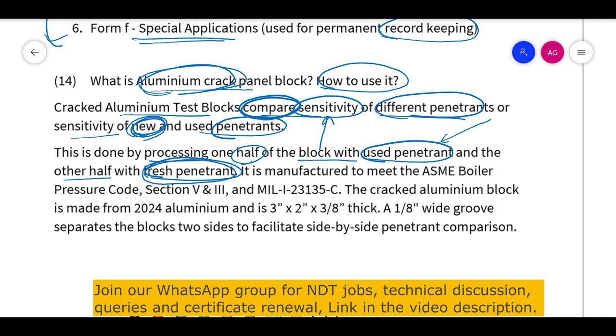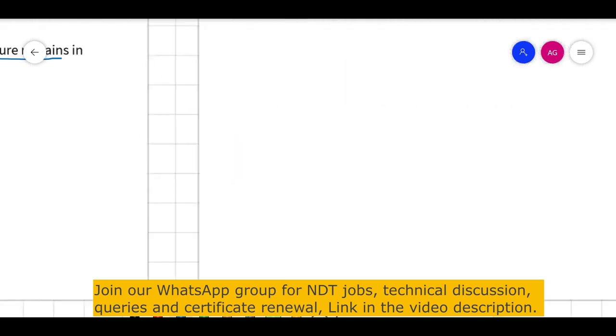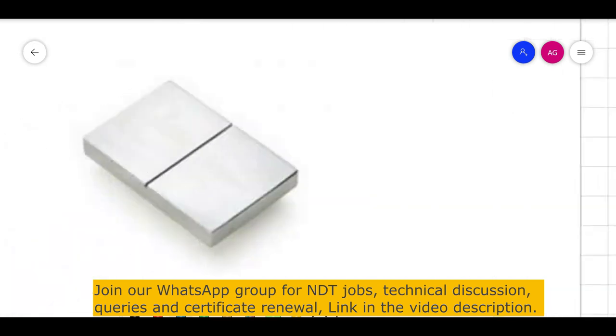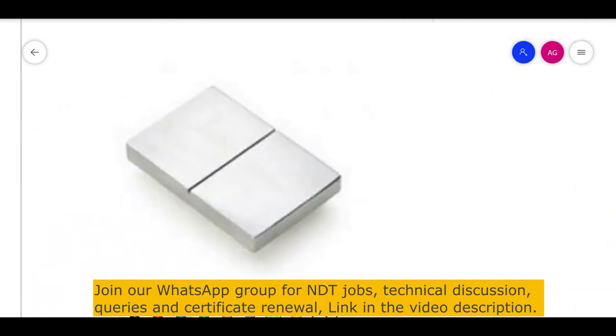And after that, whatever washing etc. is there, we do the same in both. And finally we see the pattern of the cracks in it. So what are the differences in the used penetrant and the fresh penetrant? That comparison is done equally. Look here, this is its figure. This is the type of block. There are a lot of cracks here, equally on both sides.